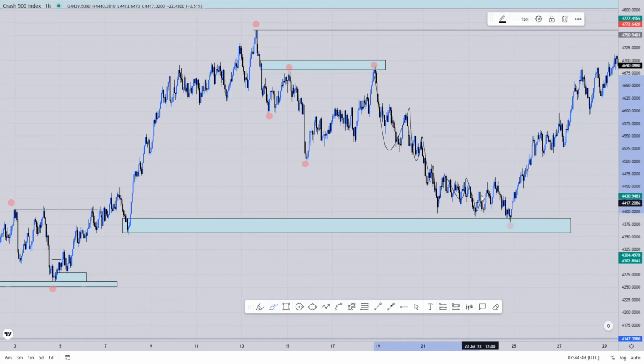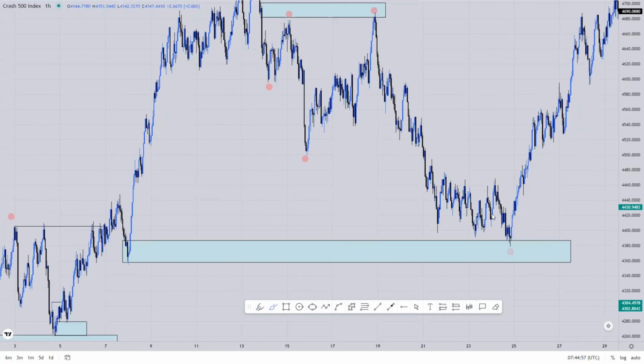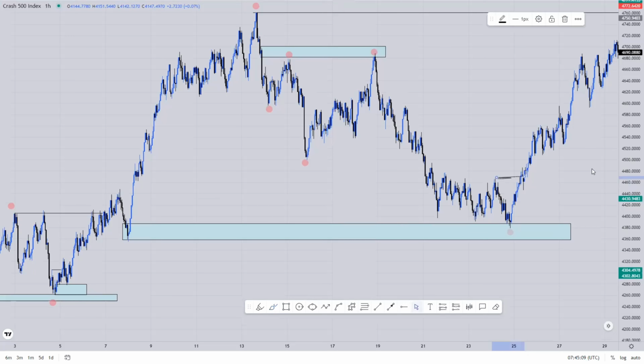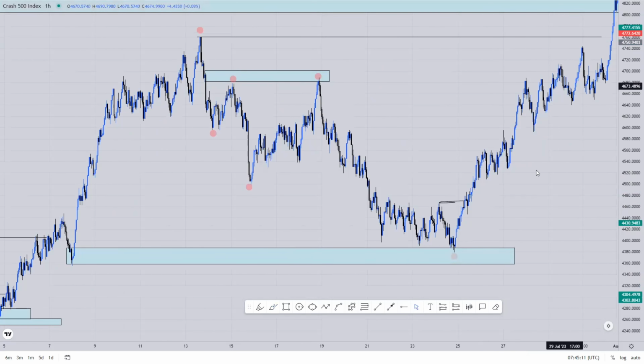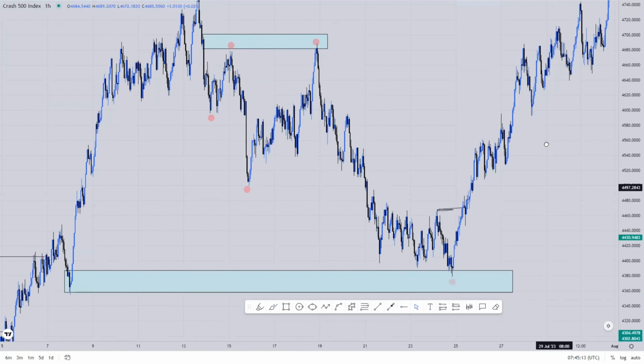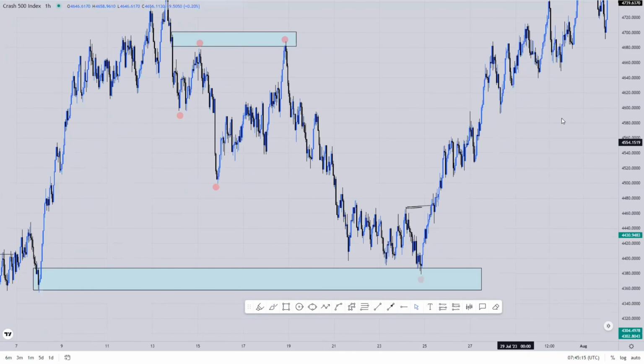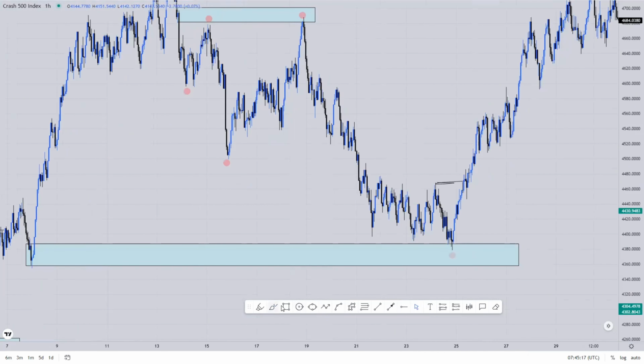They tapped into a zone, right? After tapping into this zone, they did the shift right here. This shift right there could have given you buys targeting that leg up there, right? You would have taken buys targeting that level up there.